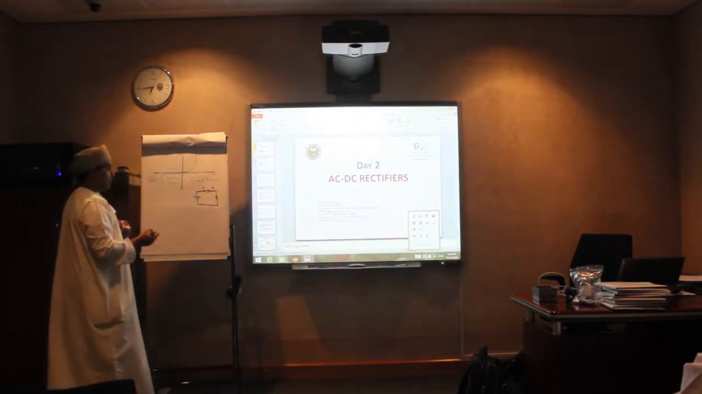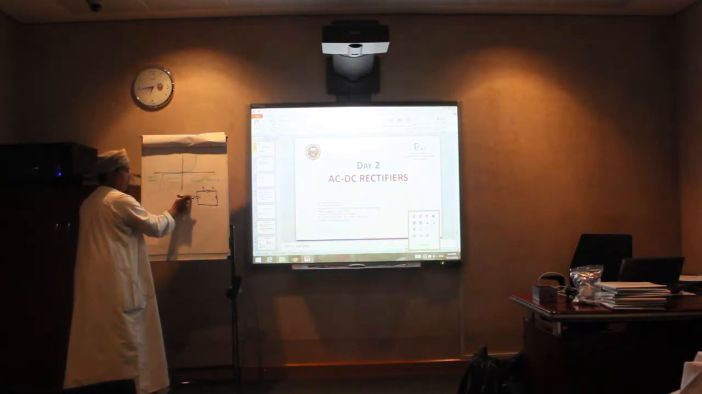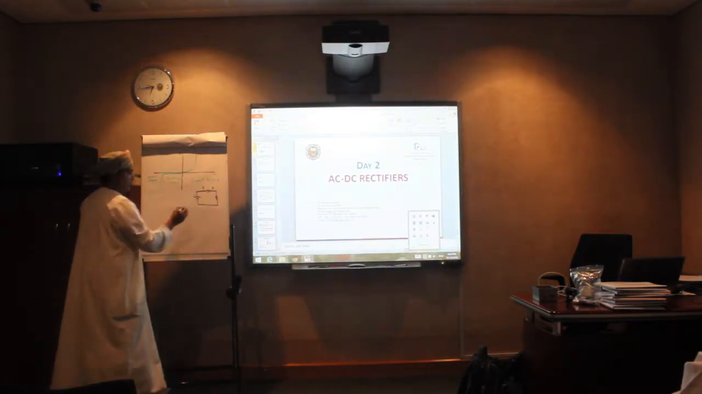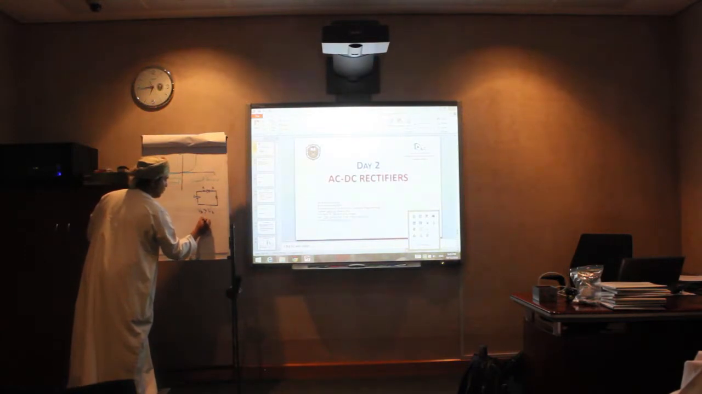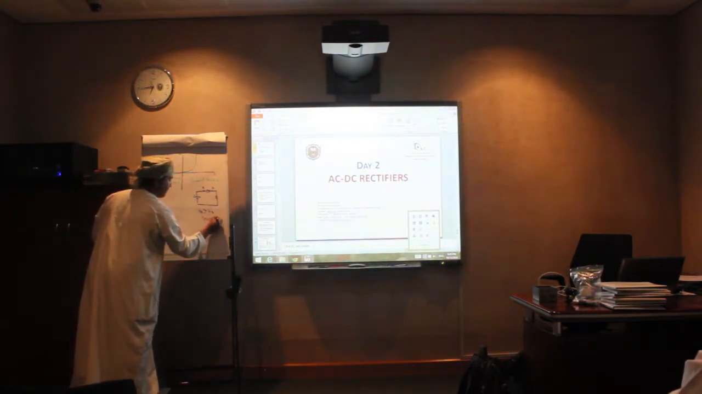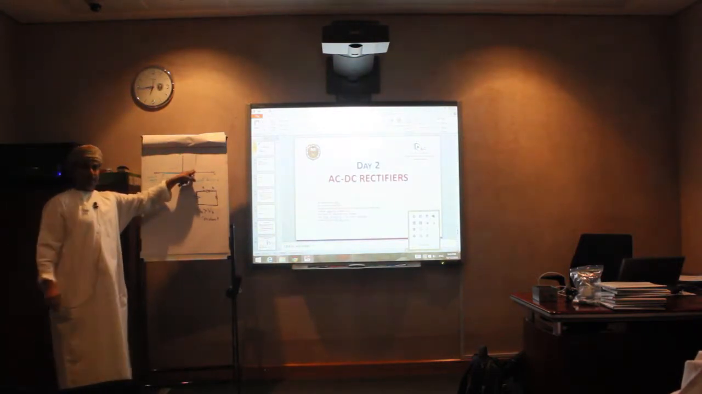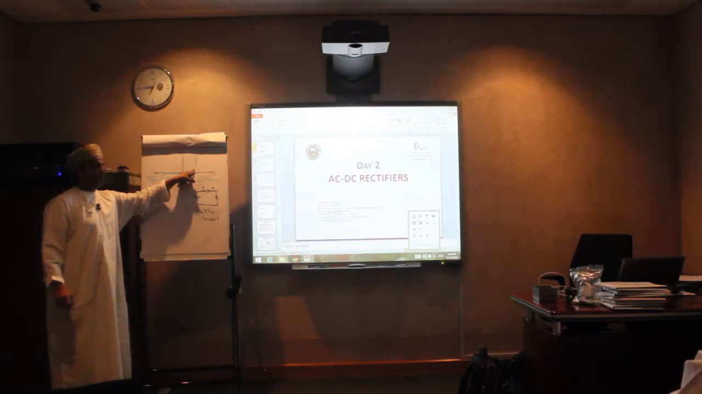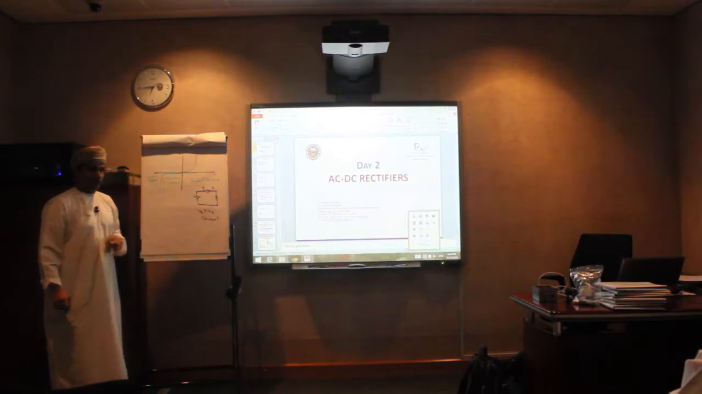The anode. The voltage here is higher, so VA is higher than VK, right? So definitely VA is higher than VK, therefore the diode will conduct. In this case the diode will conduct, and it is in this operation region. So it is in forward bias, and the diode conducts.